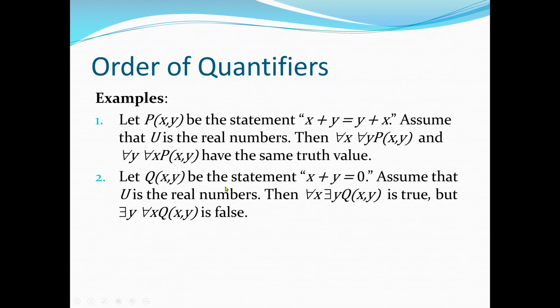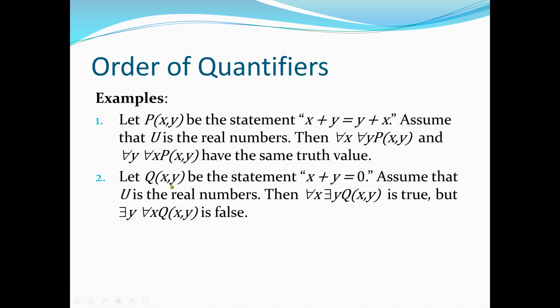So this is the order of quantifiers. Example given here. We let P(x, y) be a statement that x plus y equals y plus x. So here we are assuming that U is the real numbers, which means all the values of x and y, the universe, are real numbers. Then for all x for all y, P(x, y), and also for all y for all x, P(x, y), have the same truth value based on this condition, because if x is 4 and y is 5, it's the same as saying 5 plus 4 is the same as 4 plus 5.